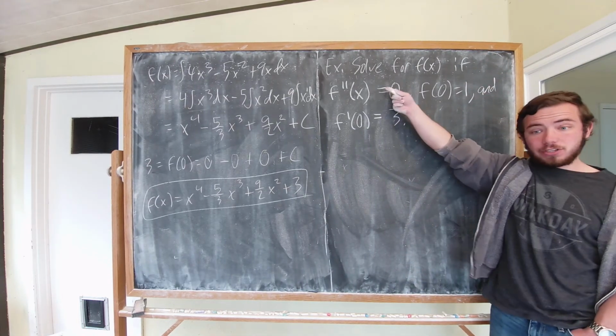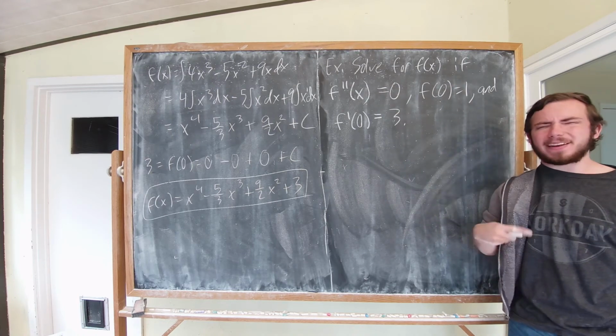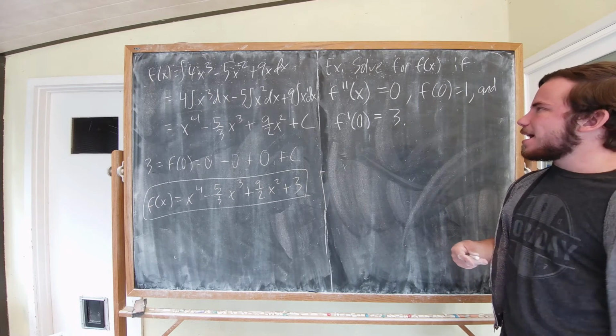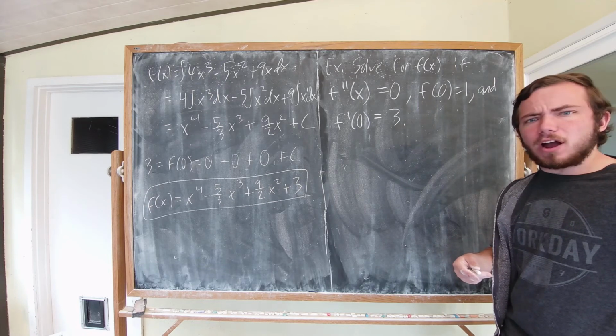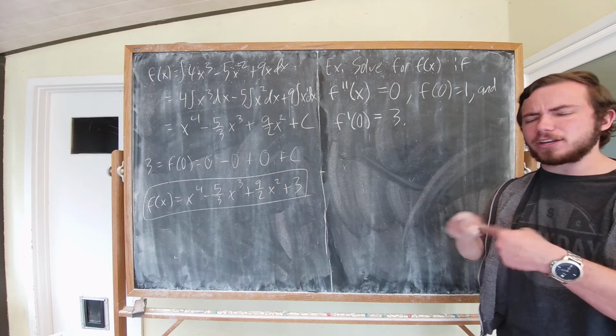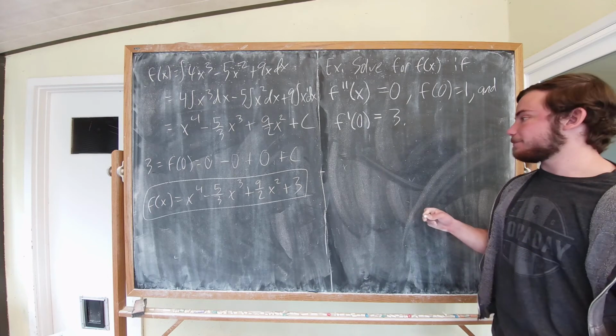Okay, so I have a second order differential equation. I have 2 initial conditions. That'll be enough to give me a unique solution. How do we do this? I can't go straight from f double prime to f, because that's 2 derivatives, and the integrals are only going to do 1 at once. But I can go from f double prime to f prime.